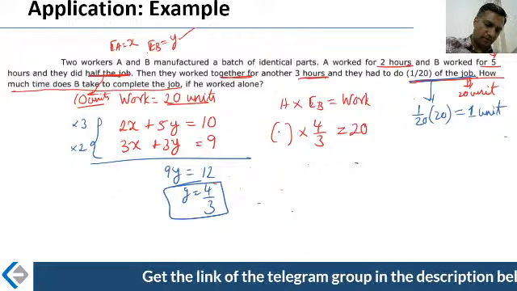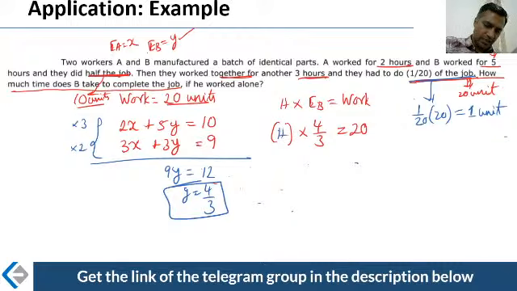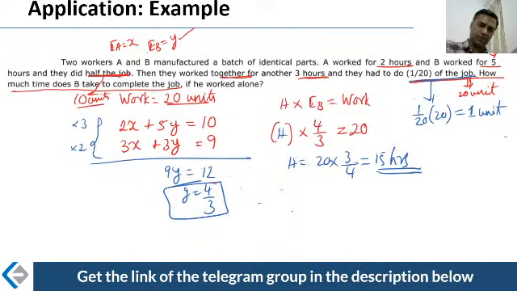Let's say that the number of hours taken is h. Therefore, h is equal to 20 into 3 by 4. All right, you got your answer, which is nothing but 15 hours. That's the answer here. B requires 15 hours to accomplish this particular task.